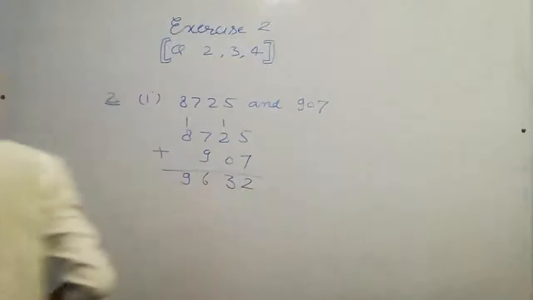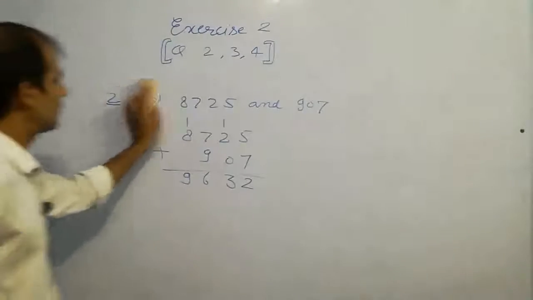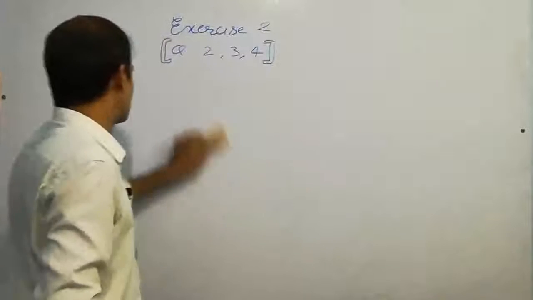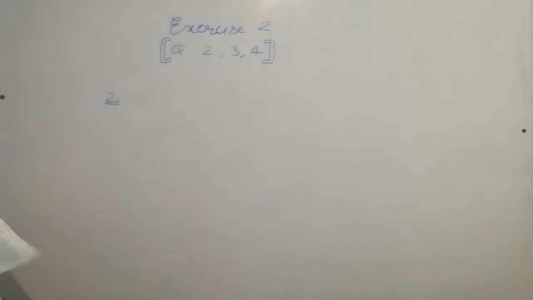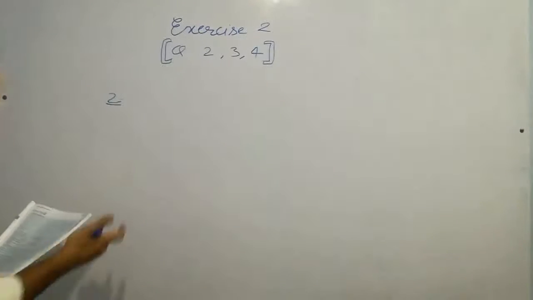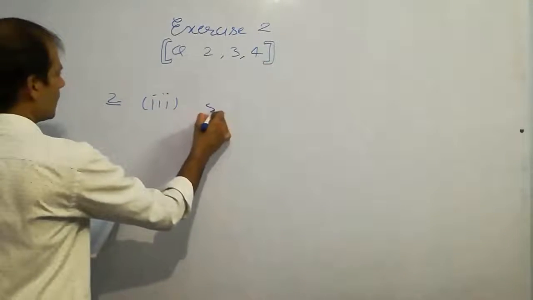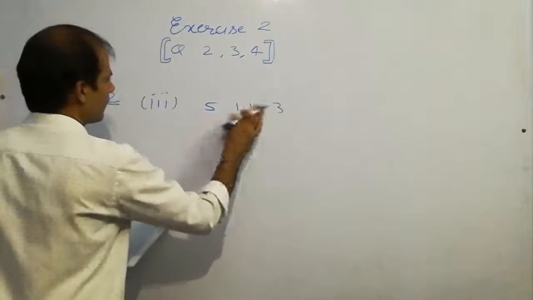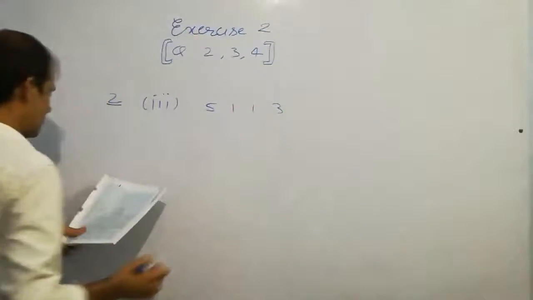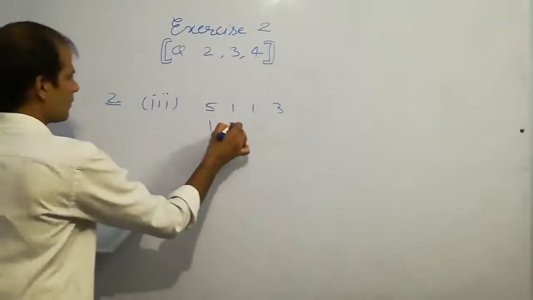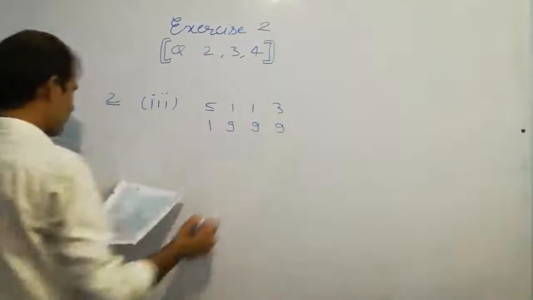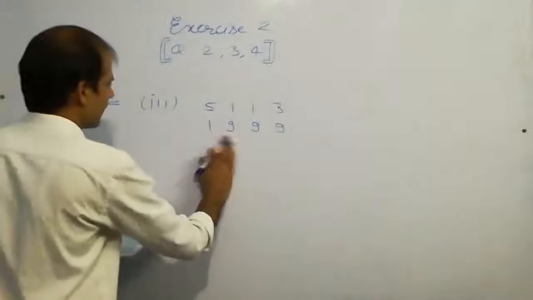And so this one is finished. Now I solve another part of this question. I take the third part. So the numbers are 5113, next is 1999, and next is 638.